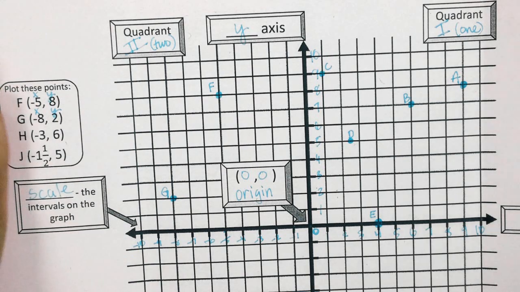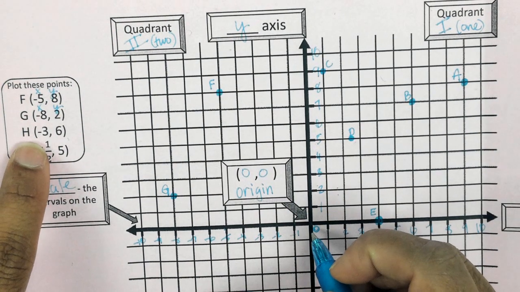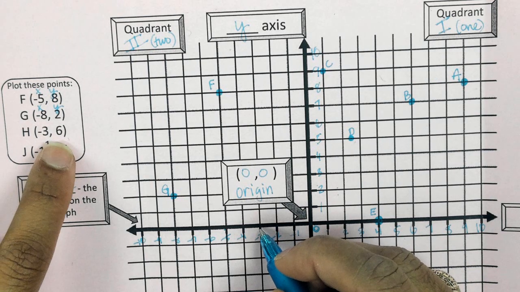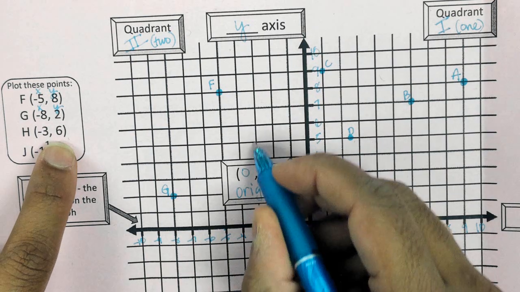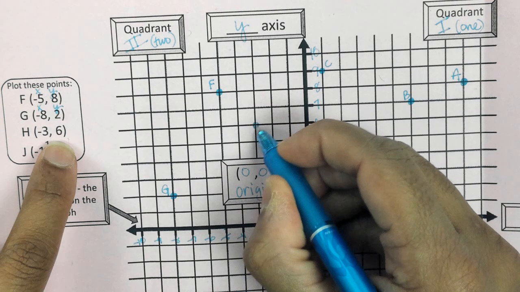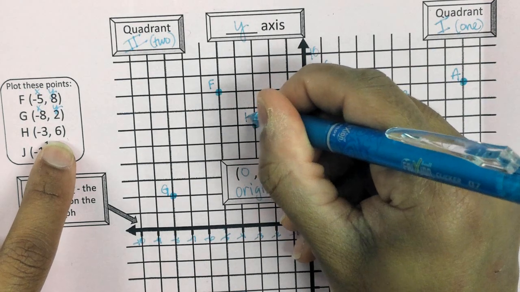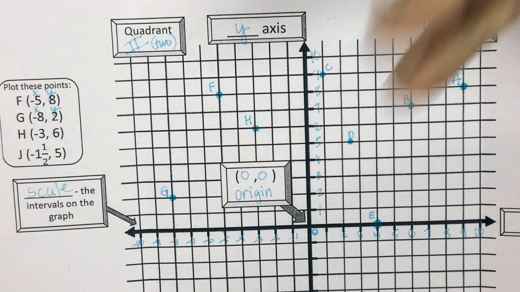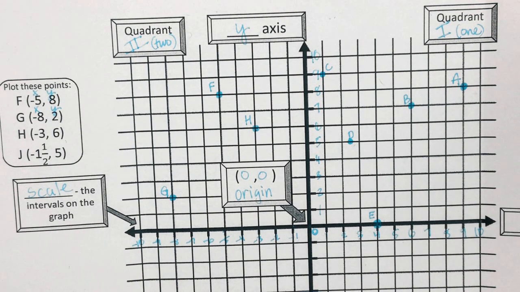Alright, start at the origin. My x value is negative 3, so we go to negative 3 on my x values. 6 is my y value, so I move up to 6. Plot our point. This is point H. That's all we're doing. It's kind of like playing Battleship, if you played that before as a kid. All it is is using your x and y coordinates. Okay?